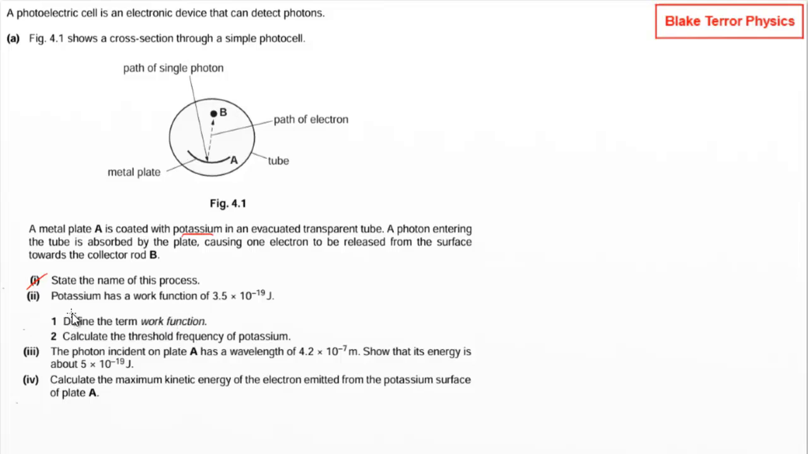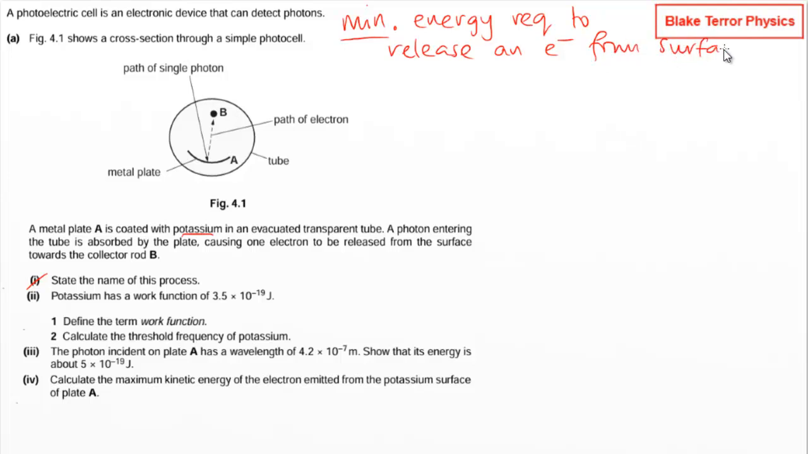Part 2. Potassium has a work function of 3.5 times 10 to the minus 19 joules. Define the term work function. So the work function is the minimum energy required to release an electron from the surface of the metal. So you have to make sure you've got the minimum energy required to release an electron from the surface of the metal. So nice to get an easy definition.